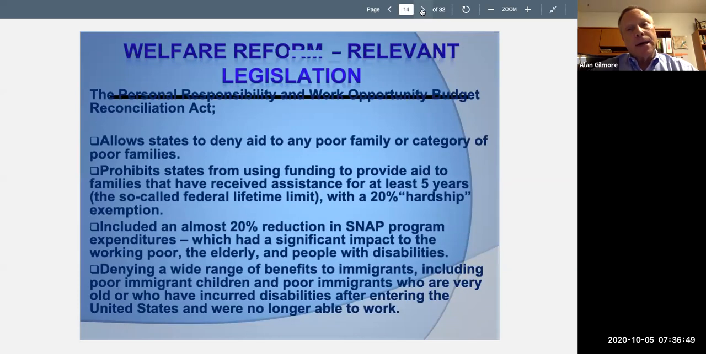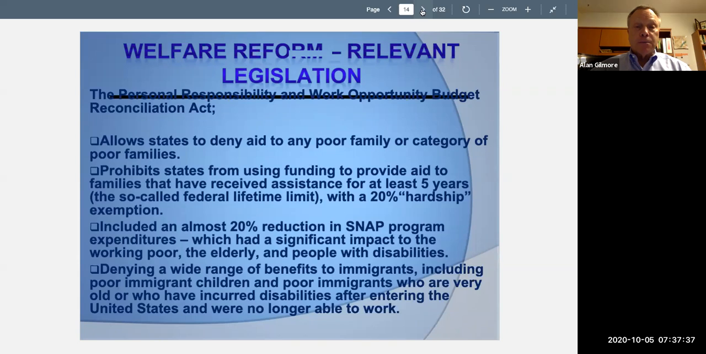So the Personal Responsibility and Work Opportunity Budget Reconciliation Act, again, allowed states to deny aid to any poor family or category of poor families. Just as I explained with these block grants, every state was allowed to set their own criteria for who was going to be eligible for benefits and who would not be eligible for benefits. It prohibited states from using funding to provide aid to families that had received assistance for at least 5 years, unless there was a serious hardship exemption, and then up to 20% of recipients could receive benefits past 5 years.